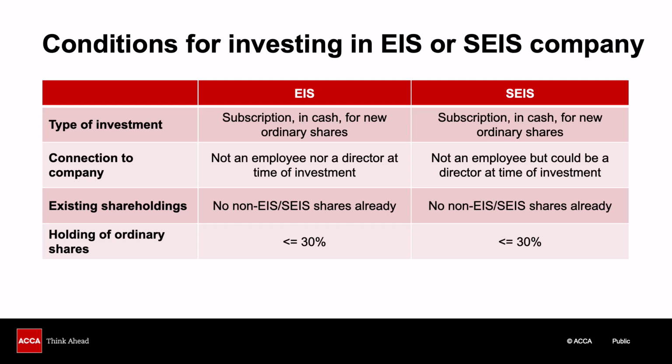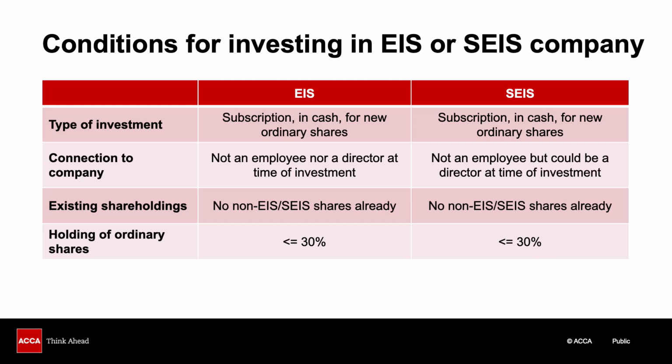So an investor into an EIS company must be subscribing in cash for new ordinary shares. Now, cash here doesn't mean it has to be physical cash. It can be electronically transferred, but it means you cannot buy them with some other form of consideration like other shares or an asset like gold or a house.